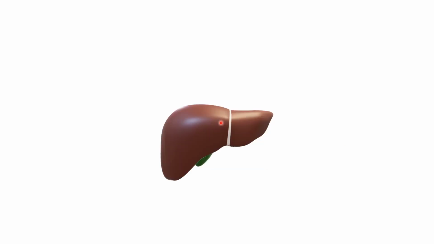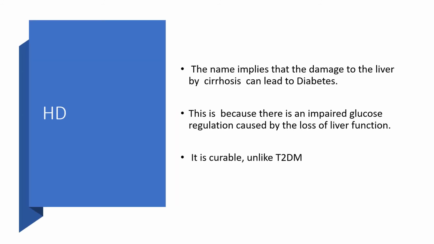Okay, we want to talk more about hepatogenous diabetes, right? So this is the liver. And the reason why I've brought it here is that we should know the organ we're dealing with, okay? So, liver. Now, hepatogenous diabetes. The name implies that damage to the liver by cirrhosis can lead to diabetes. This is because there is impaired glucose regulation caused by the loss of liver function. This is curable. Unlike type 2 diabetes mellitus, it is curable. And why that? You'll know in a bit.